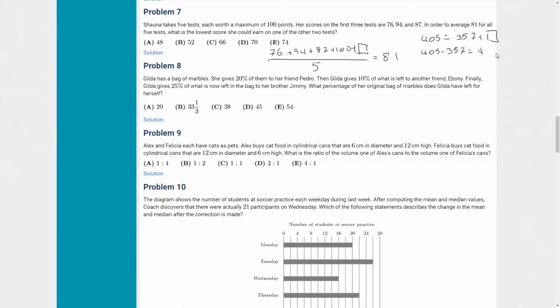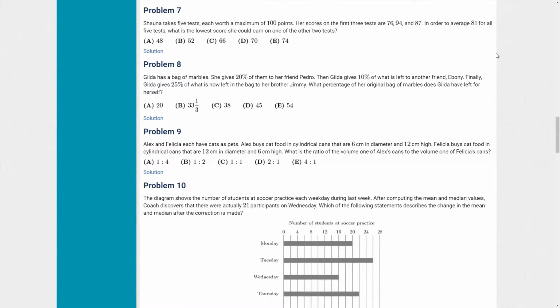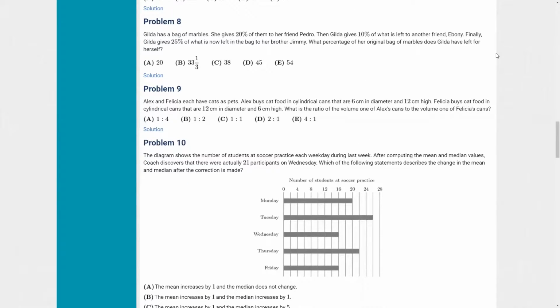So we know that the final score that she must receive is equal to 48. And 48 is answer A. So the answer for question number 7 is A.